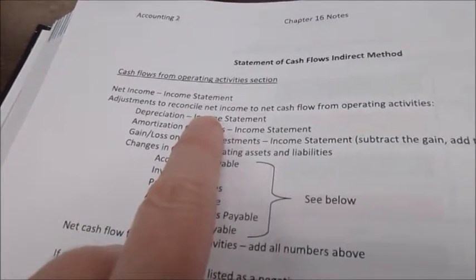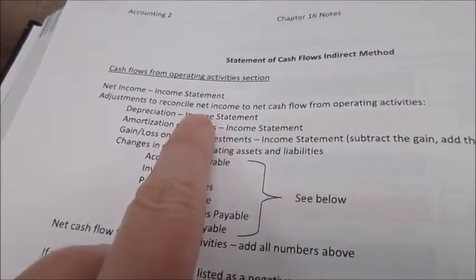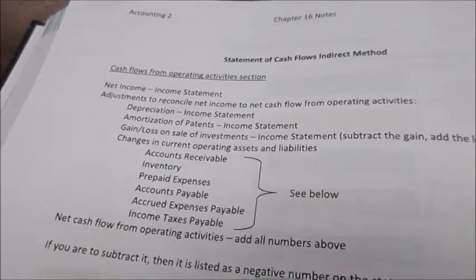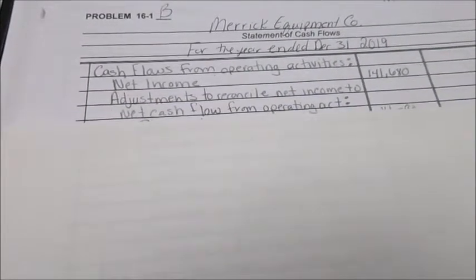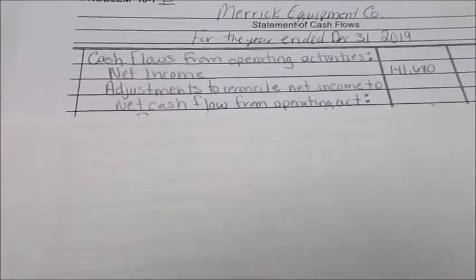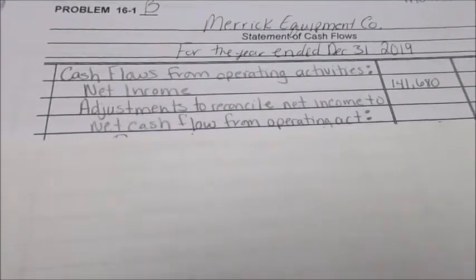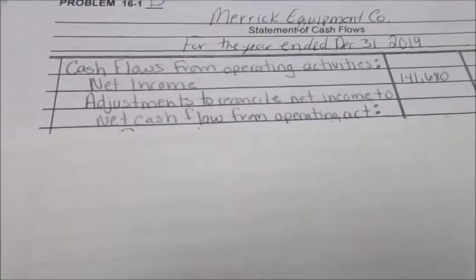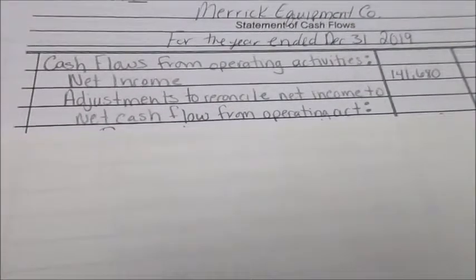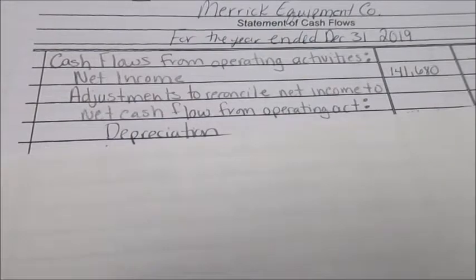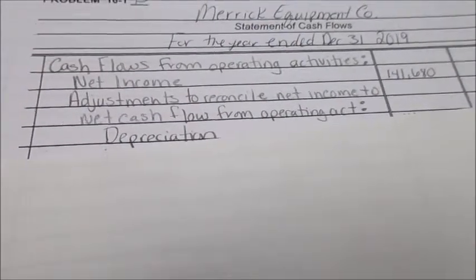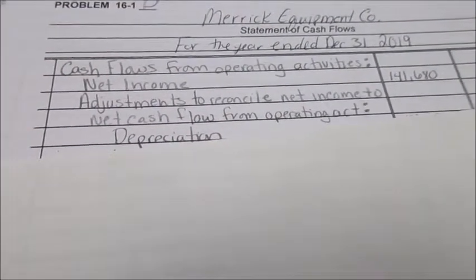The next section, if we look at our note sheet, says adjustments to reconcile net income to net cash flow from operating activities. And then we're going to list each of these adjustments. We're going to write that out, and it's going to take up 2 lines. Adjustments to reconcile net income to net cash flow from operating activities, and a colon. And the first one is depreciation. You'll notice that we indented depreciation a little bit.